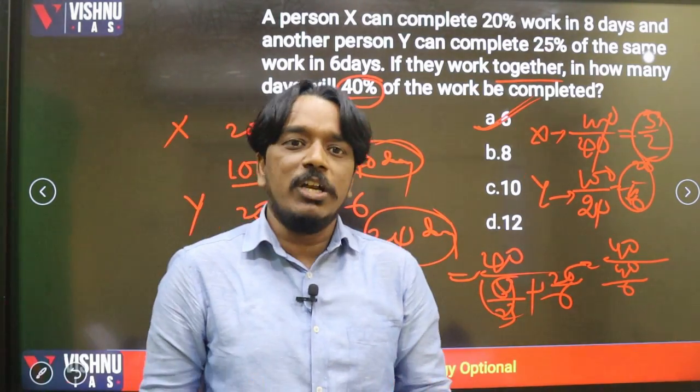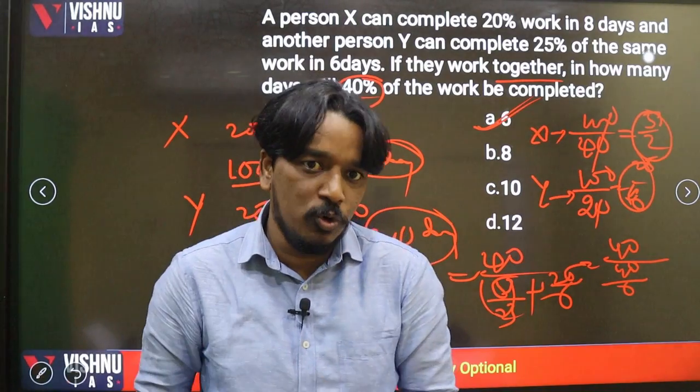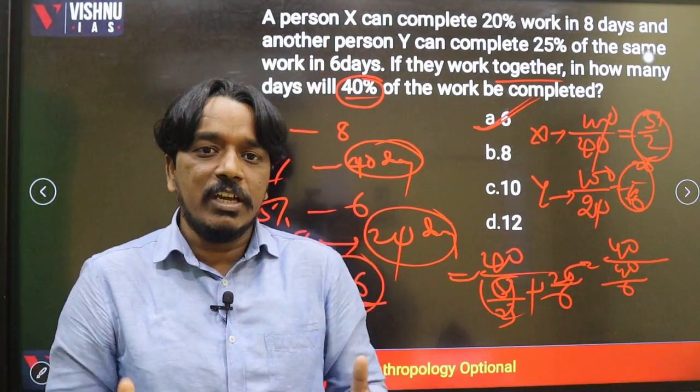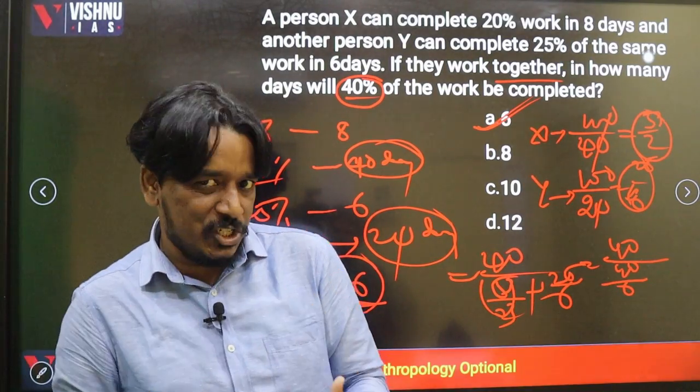So like this we will discuss all different types of questions related to CSAT paper 2. Remaining questions also we will discuss. I hope everyone is following all the logic very clearly, in a very simple manner. We are discussing each and every question.